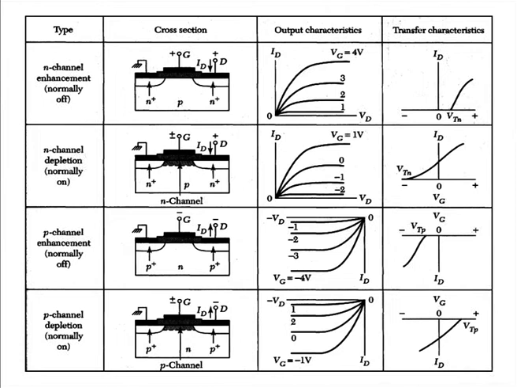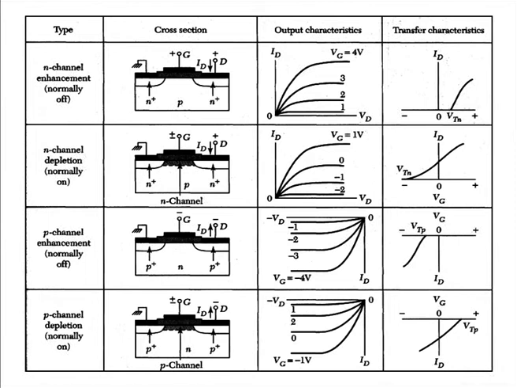The third one is the p channel enhancement. Here the substrate is n type semiconductor and the channel is formed by holes. So, this one is called the p channel. Again here also we have two modes, normally off and normally on. When the channel is formed, this one is normally on, and if the channel is not formed, this one is normally off.